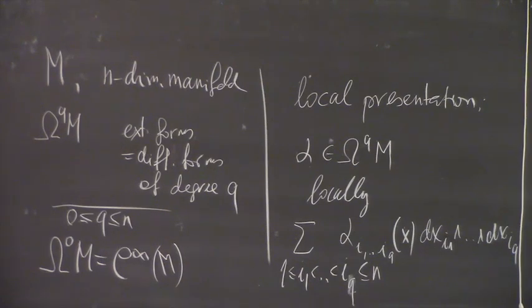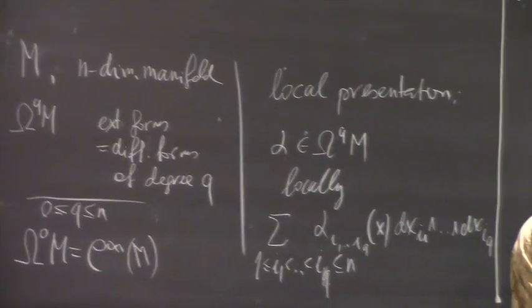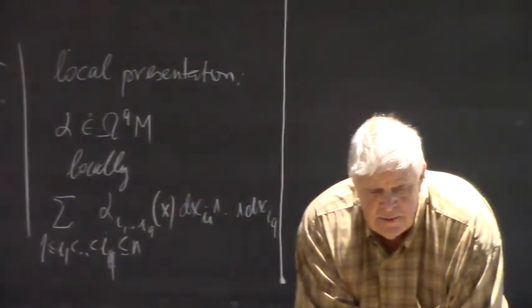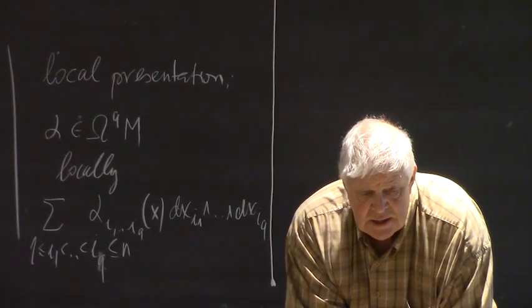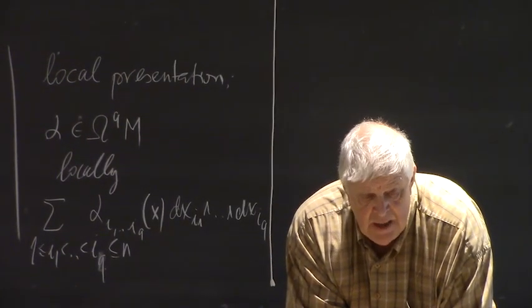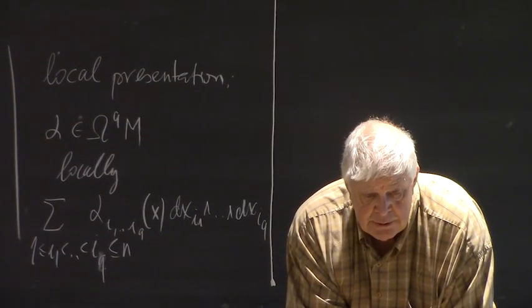Here, within the frame of this theory, dx_i is the differential of the function x_i. x_i is a function which is defined within the domain of local coordinates. Functions have differentials, which are forms of degree 1.